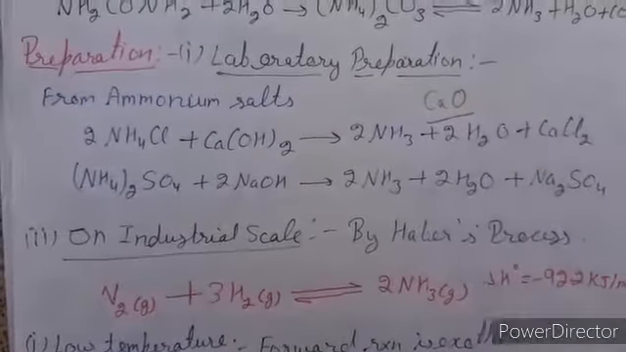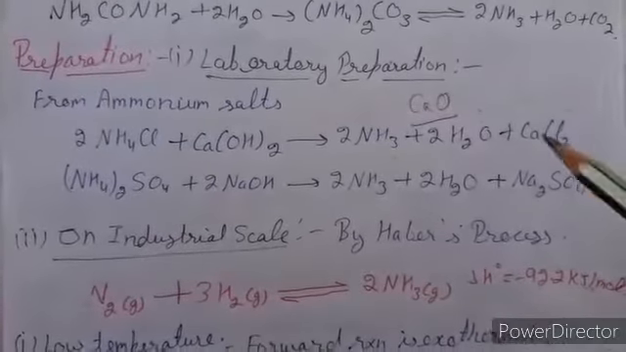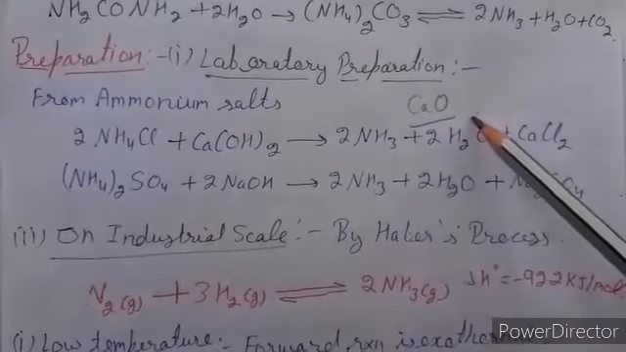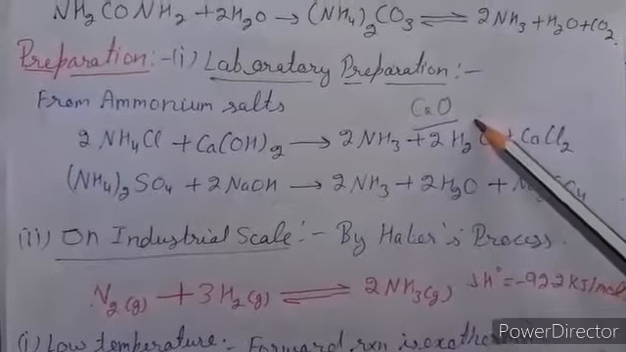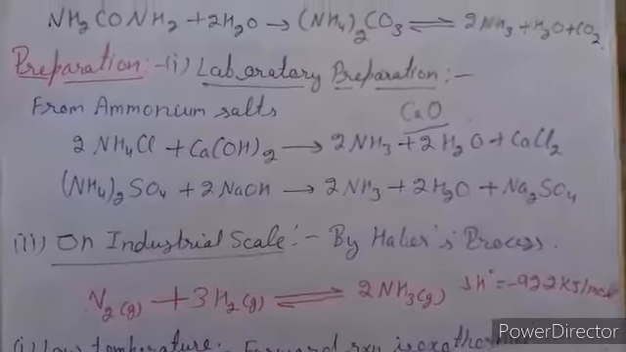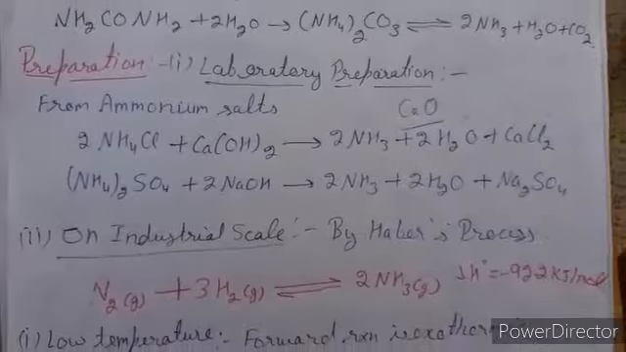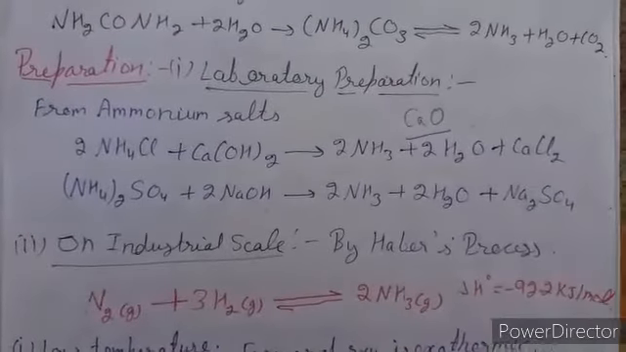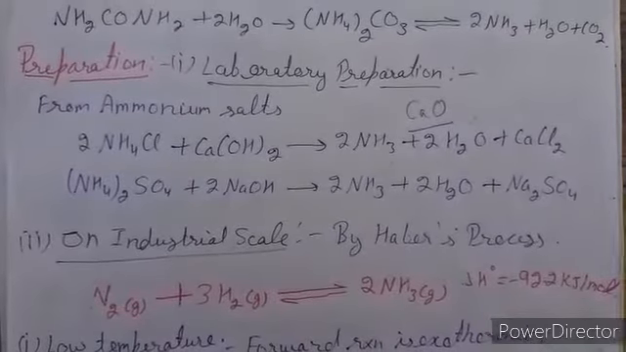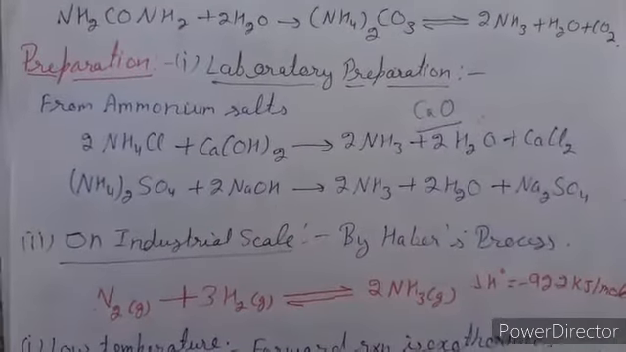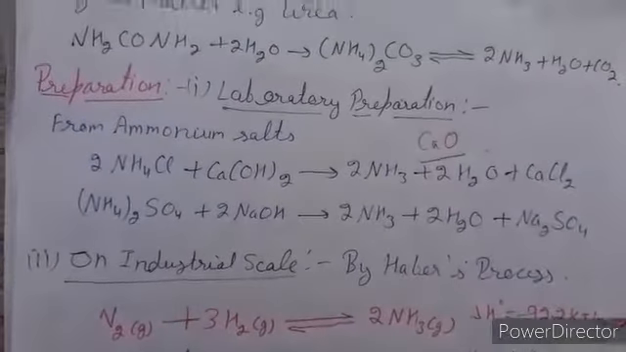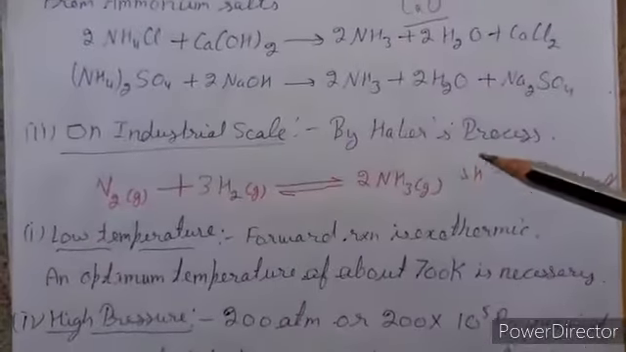Why do we use calcium oxide or quicklime for drying ammonia? We use it only because it acts as a dehydrating agent for ammonia, but we cannot use concentrated sulfuric acid, P2O5 or calcium chloride because they react with ammonia to produce salts as well as a complex. So that's why we only use calcium oxide or quicklime. Clear? So next, how can we prepare ammonia on an industrial scale?